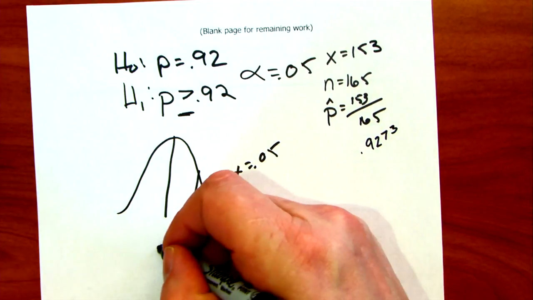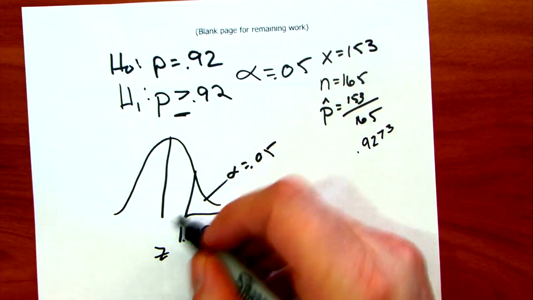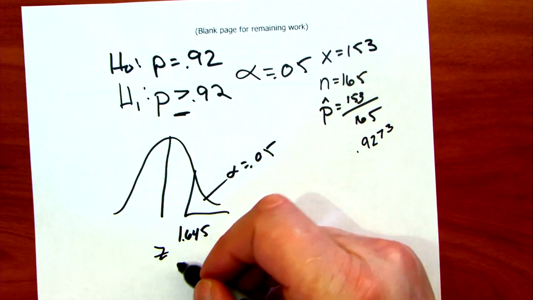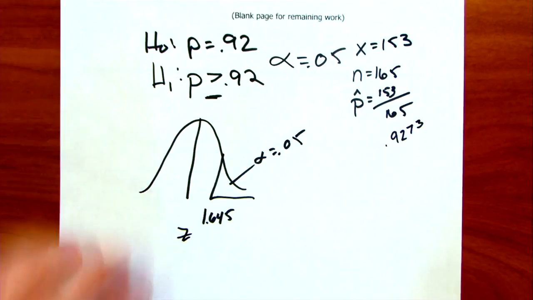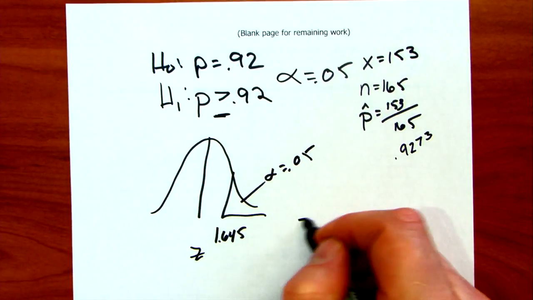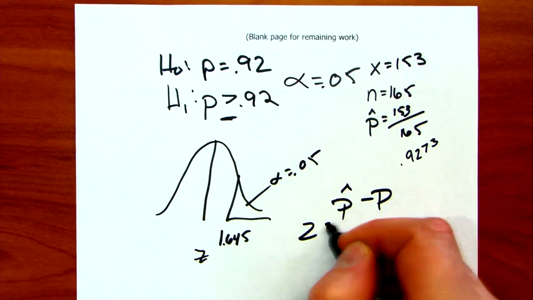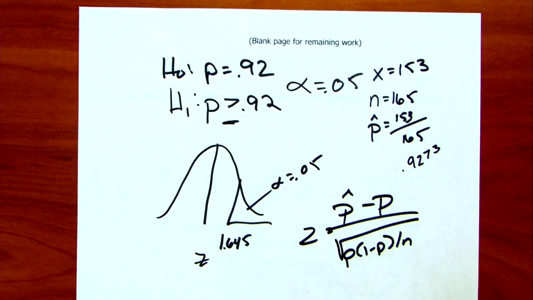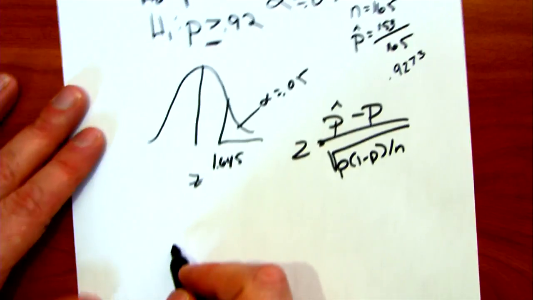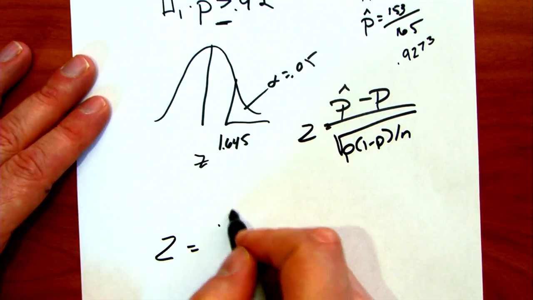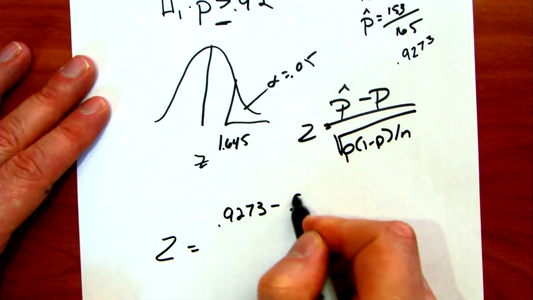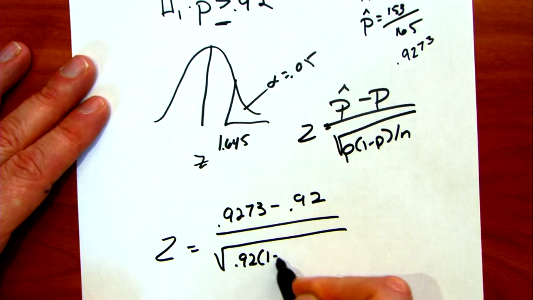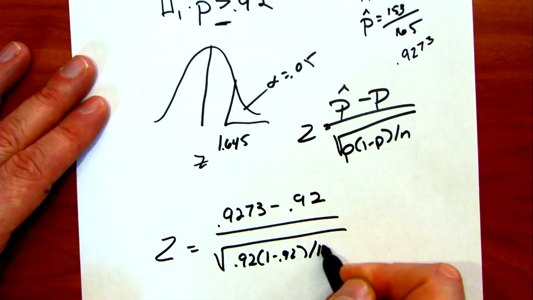Here's the issue. My evidence is in terms of P hat. My test statistic is in terms of Z. I can't compare P hats to Z's. I have to convert the P hat to a Z value using the formula Z is equal to P hat minus P divided by the square root of P times 1 minus P divided by N. All right? Let's do it. Z is equal to P hat 0.9273 minus P 0.92 divided by the square root of P 0.92, 1 minus 0.92 divided by N, which is 165.